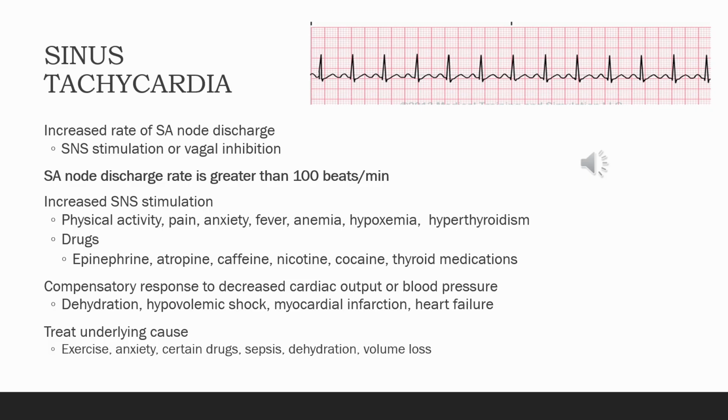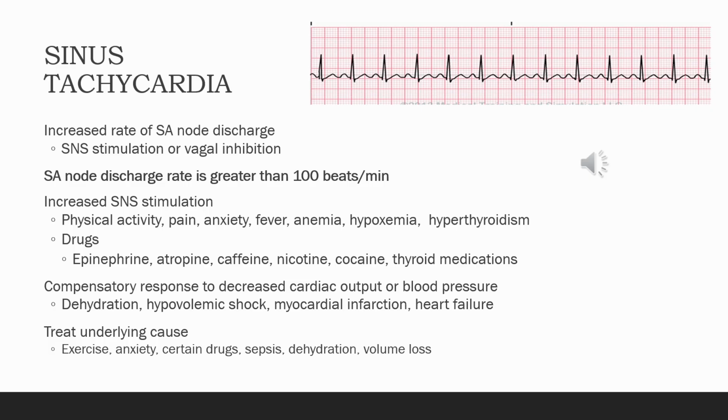So first we look at the heart rate. We can see that the heart rate is going to be greater than 100 beats per minute. Next we look at the rhythm regularity. So the R to R intervals are going to be consistently spaced, so that indicates that we have a regular rhythm. Next we look at the P waves. So each QRS has a P wave that comes before it that's normal. So this confirms that our impulse originates from the SA node, which tells us that we have a sinus rhythm. So now we know that we have a sinus tachycardia.